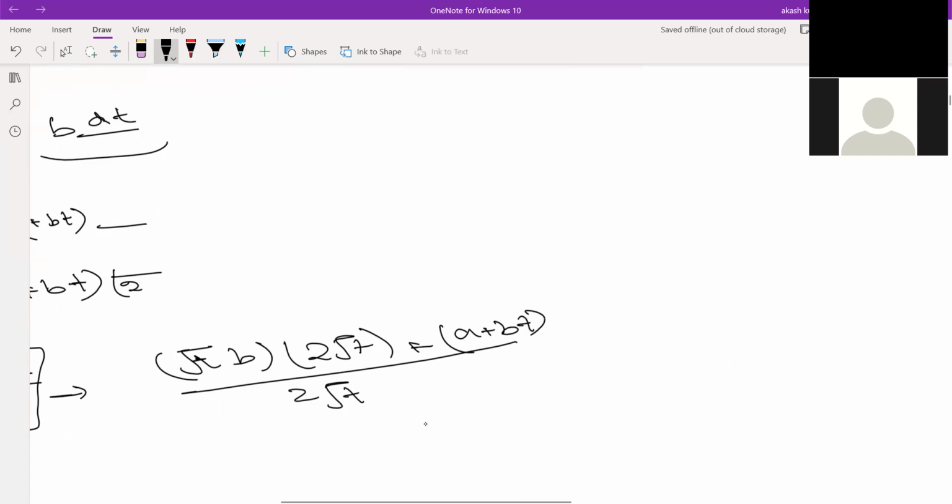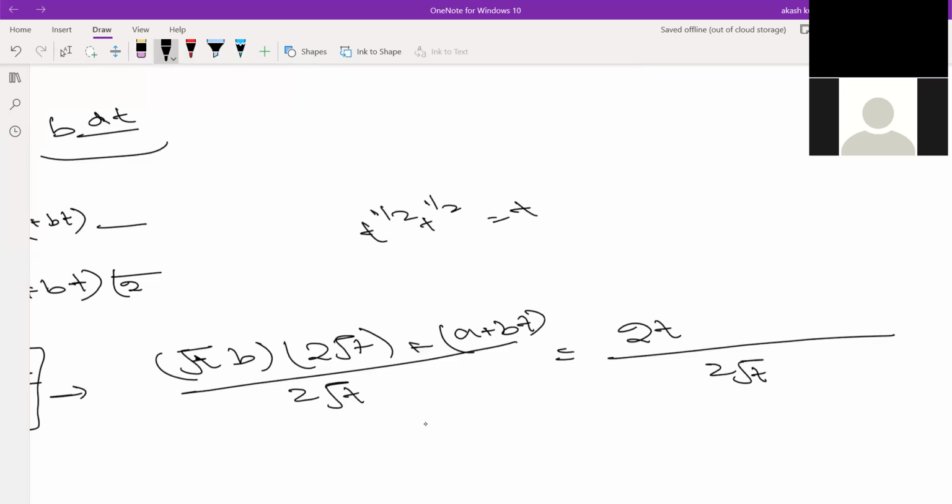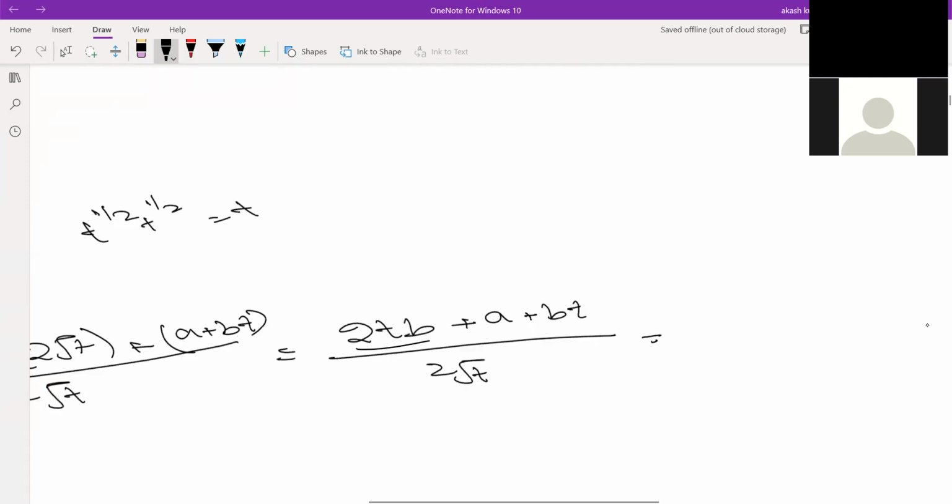2 square root t will be t, right? T half. Yeah, okay. Plus t half. And then we have b plus a plus bt, right? So 2bt plus bt, 2tb or 2bt is the same thing, right? Okay. So 2bt plus bt will be 3bt. 3bt plus a over 2 square root t. Yes.